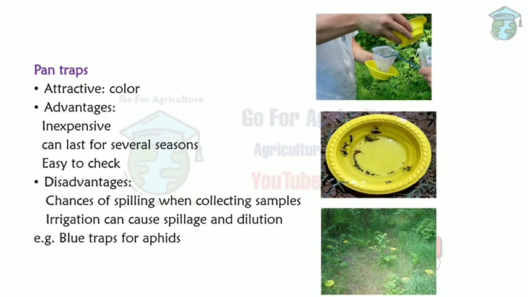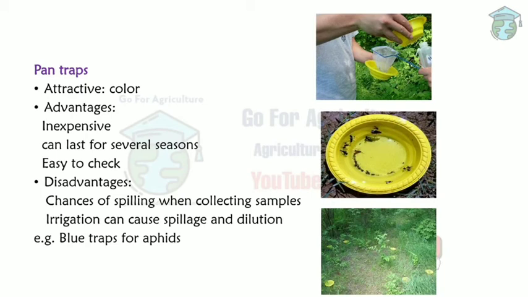Next is pan traps. Basically, these traps are attractive in color. In case of color you can see yellow, blue, and red also. The main advantage is they are inexpensive, they can last for several seasons with good maintenance, and they are easy to check.